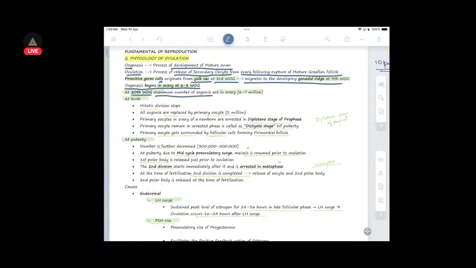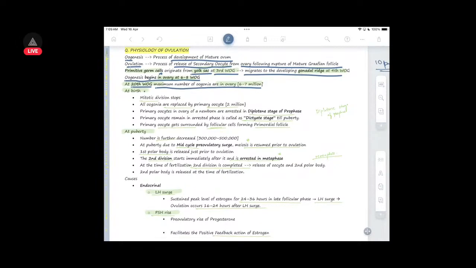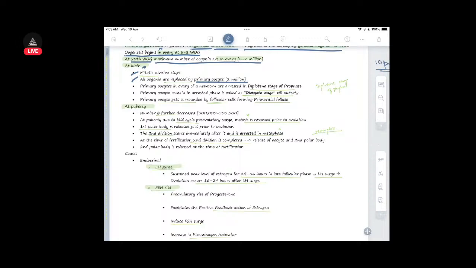At the 20th week, the maximum number of oogonia are present in the ovary. At birth, mitotic division stops. All oogonia are replaced by primary oocytes, which number 2 million. Then the primary oocytes in the ovary of the newborn are arrested in the diplotene stage, and the primary oocytes remain arrested in a phase called the dictyate stage till puberty. So diplotene phase in the newborn, and dictyate stage till puberty.